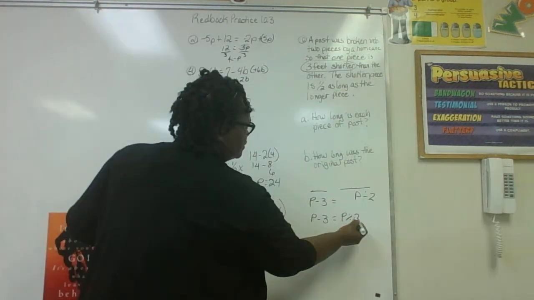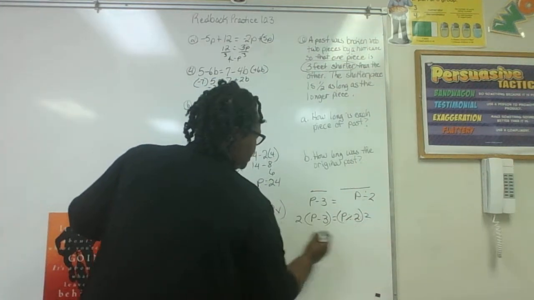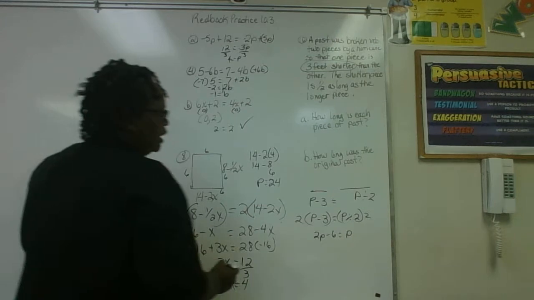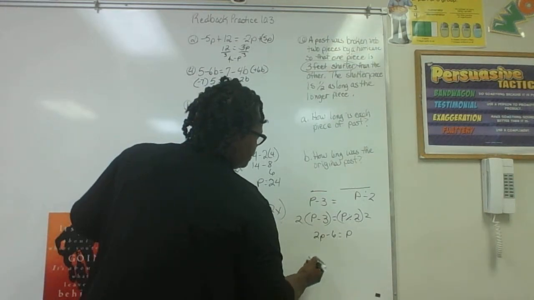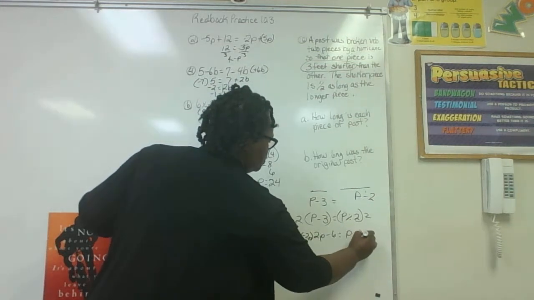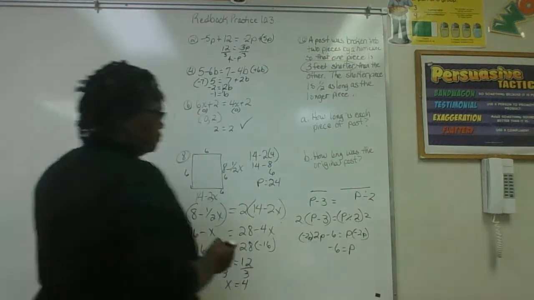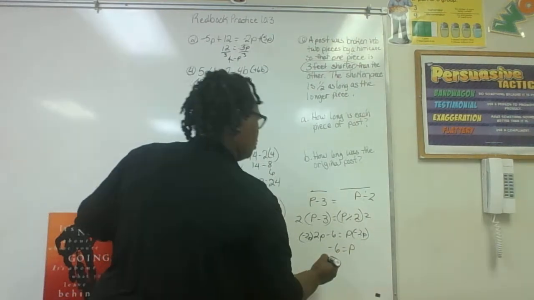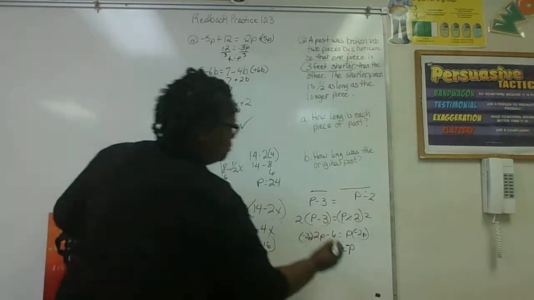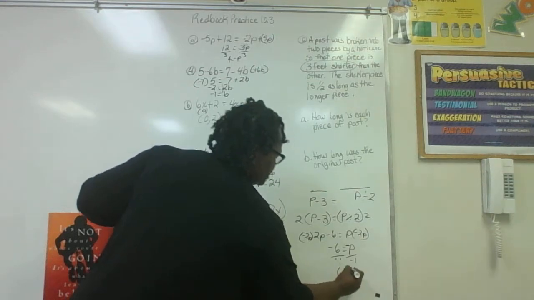So dividing by 2, we're going to multiply by 2 on both sides. And therefore, we have 2P minus 6 equal P. Okay? Then we can move the P over here so that we are minus 2P, minus 2P. And therefore, negative 6 is equal to negative P. Okay? Now, we can't have a negative variable, so we need to divide by a negative 1, divide by a negative 1, and we find out that 6 is equal to P.